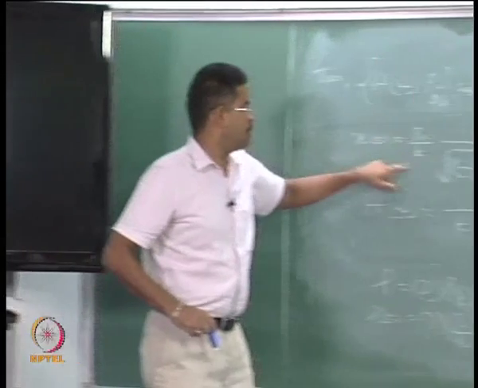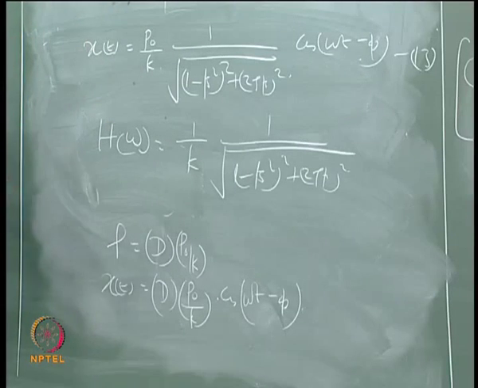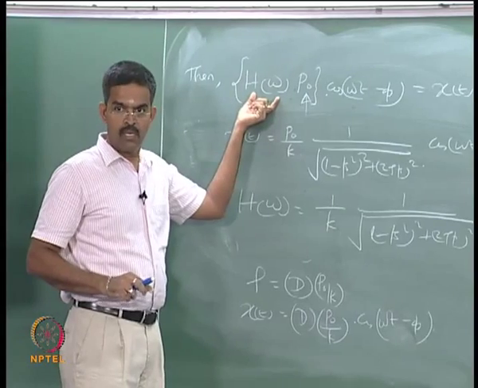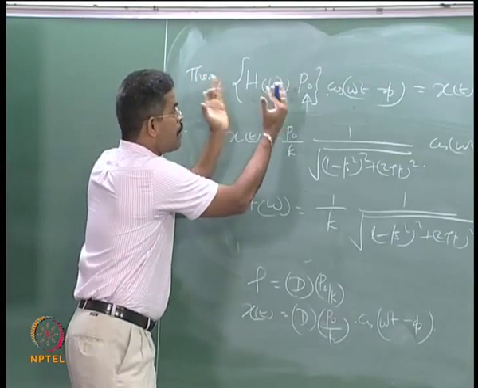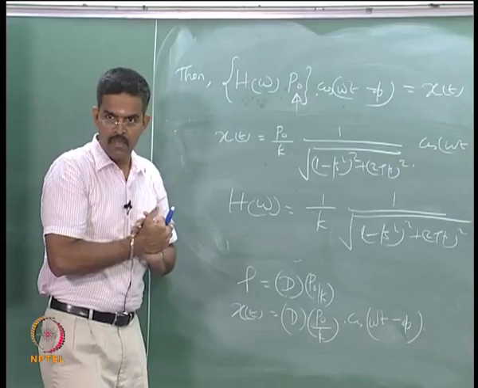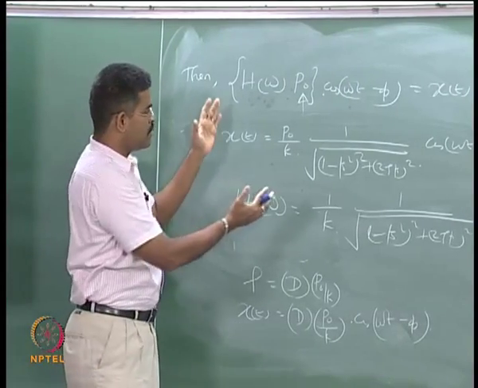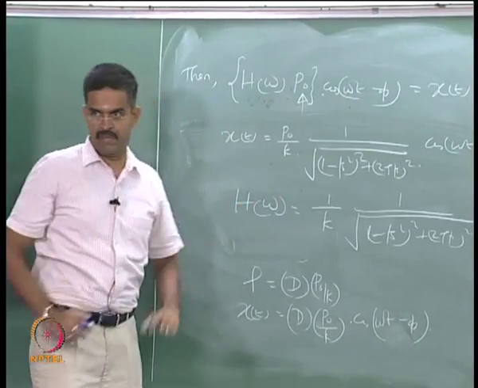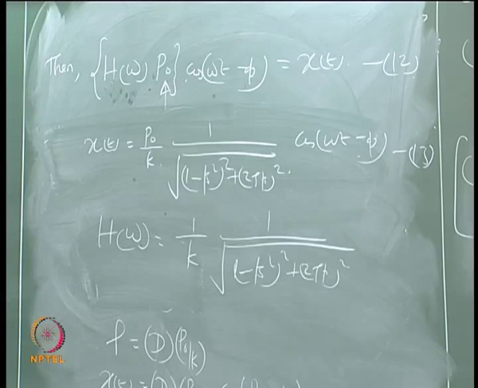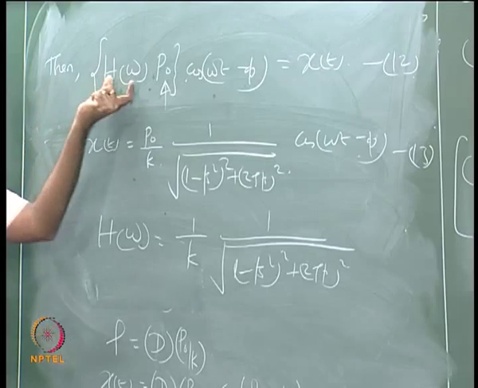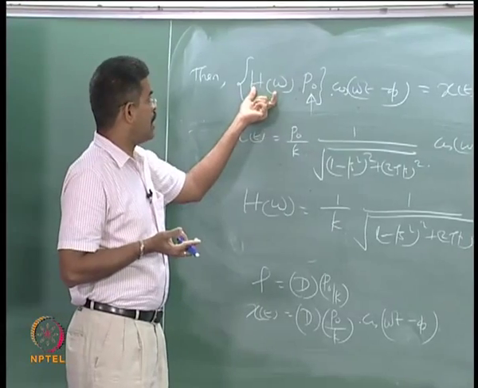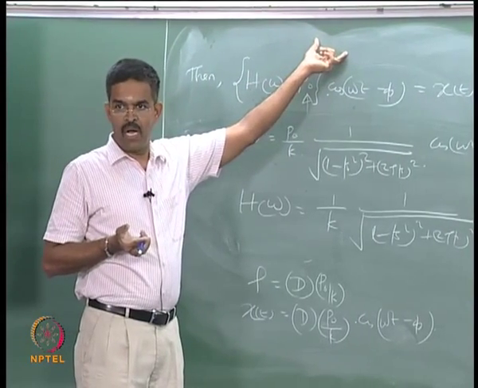This p0 by k cancels, 1 by k. Now interestingly, the transfer function H(omega) should also have all the components of D, is it not? It should have the components of the dynamic amplification factor that D has in the time domain, is it not? So it should qualify, because I am now going to connect H(omega) with X(omega) and F(omega).